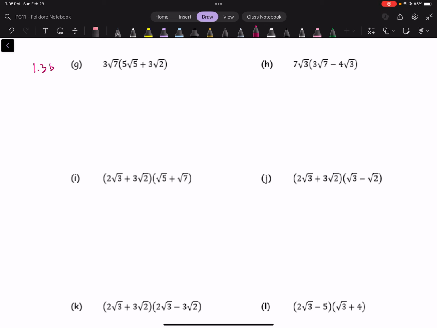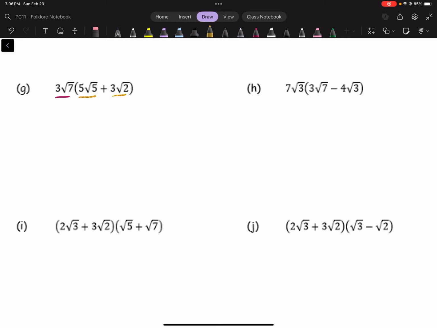And I'm going to underline each term of a polynomial just to make sure that we're understanding. So this is one factor, 3 root 7 is one factor. That's a monomial. And we're going to be multiplying it by 5 root 5 plus 3 root 2. So this second factor here is a binomial. So just like polynomials, a monomial times a binomial, you'll have to make two different multiplications.